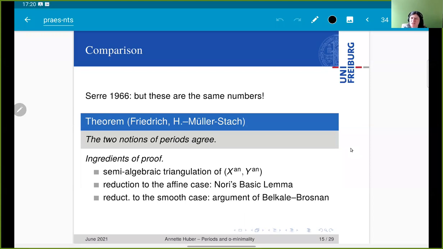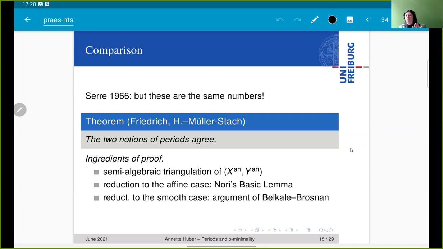I was cheating you. I gave you the definition of algebraic de Rham cohomology in the smooth case, but then when I wrote X and Y, there was no condition whatsoever. X and Y can have singularities. They don't need to be proper or anything. So I really want to have all X and all Y. There is a definition of de Rham cohomology in this general case. But if you want to do the comparison, then you have to reduce to the smooth case. And this relies on an argument appearing in a paper of Beilinson and Brosnan. So it goes on for quite a number of pages to get this comparison done.